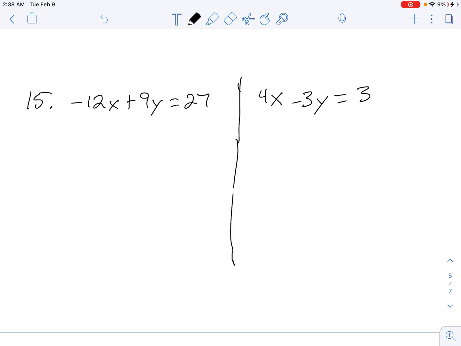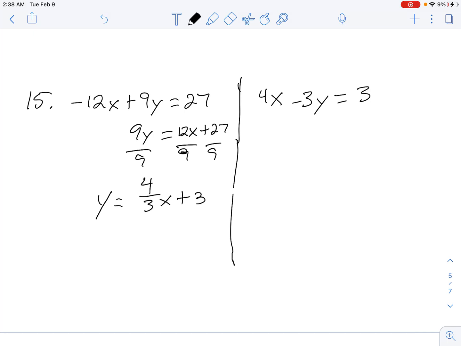So, here we are right here. This is what I'm going to expect to see on your paper. So, step 1, take the x, move it to the other side, and change the sign. Step number 2, drop the y down, drop the number down. Okay? And then divide. So you get y equals 12 over 9 reduces to 4 over 3x and then plus 3. Like so. All right?